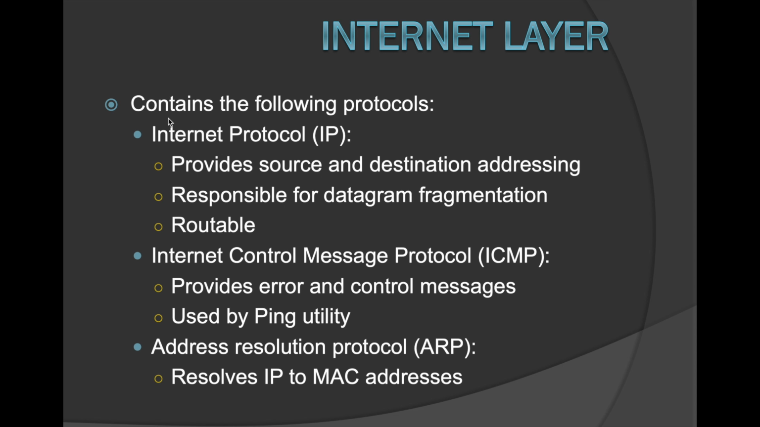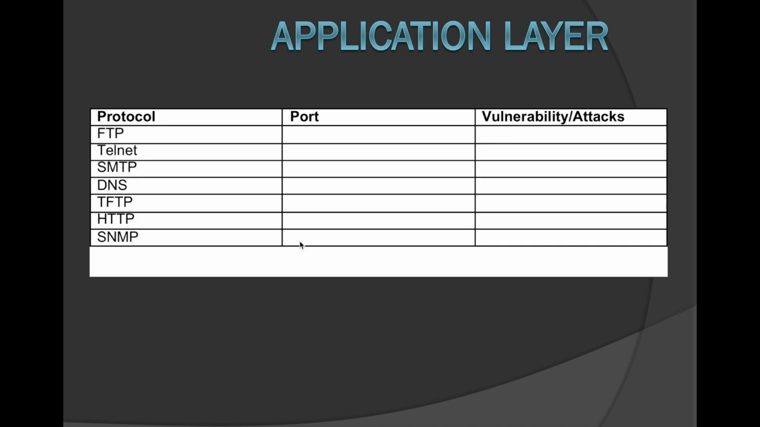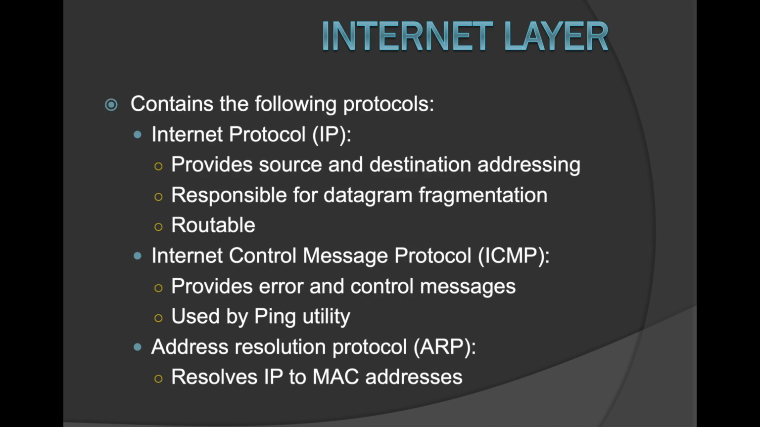So like I said, the internet layer has IP as well as ICMP. ARP is generally in the network access layer, because ARP is an Ethernet layer protocol. But ARP is basically how IP addresses are resolved to MAC addresses. It's kind of in between those layers in a way.